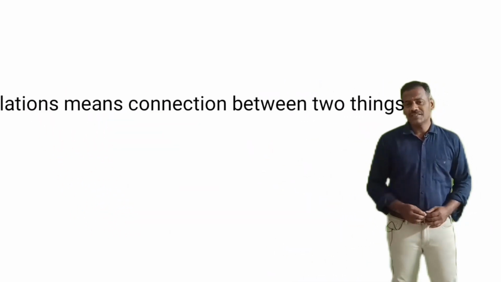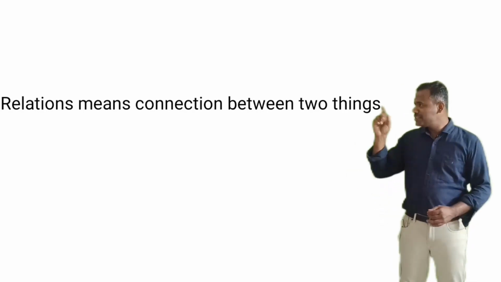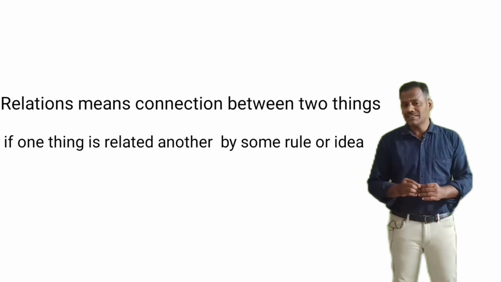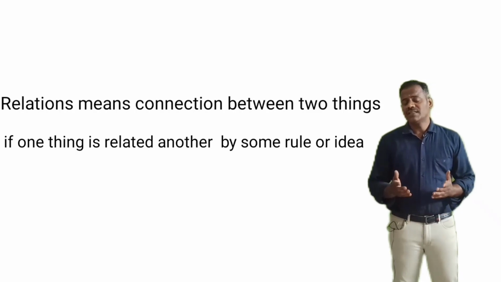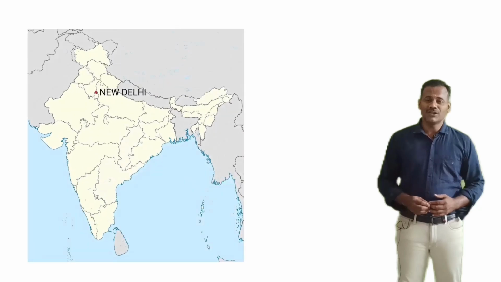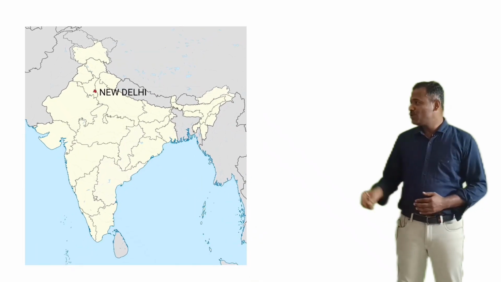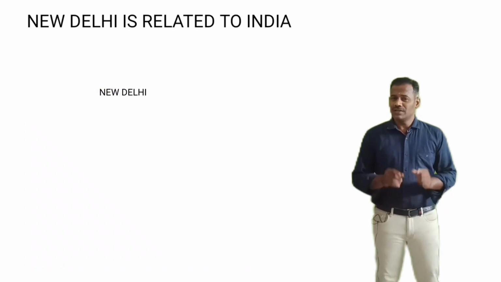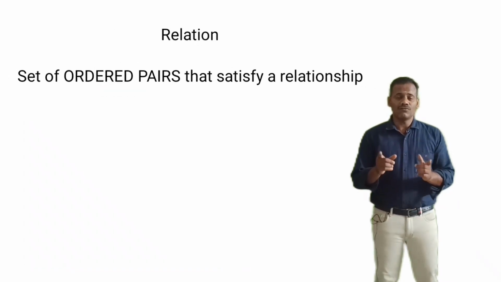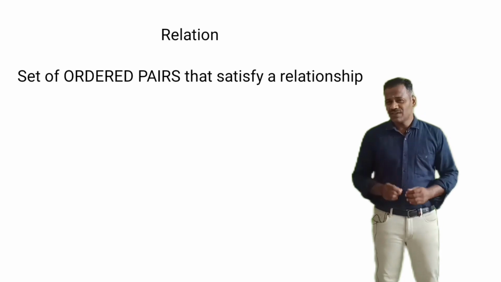Children, today's topic is relations. What is meant by relations? Relation means connection between two things. If one thing is linked to another by some rule or idea, we say that they are related. We all know that New Delhi is the capital of India. So New Delhi is related to India. So the relation gives the set of all ordered pairs that satisfy the relation.